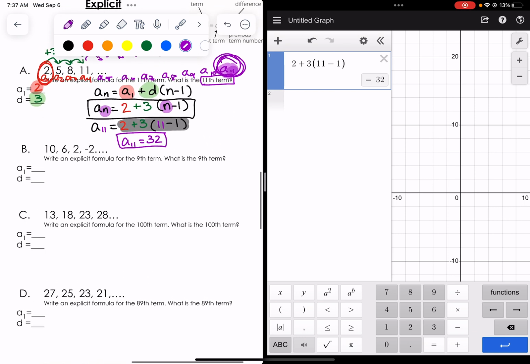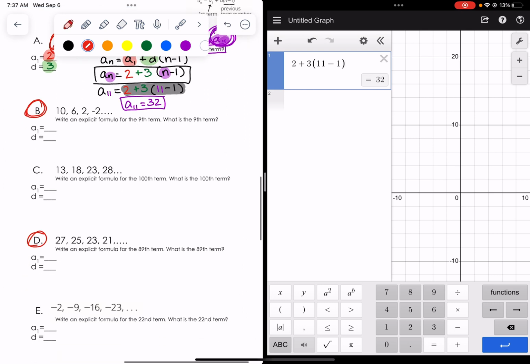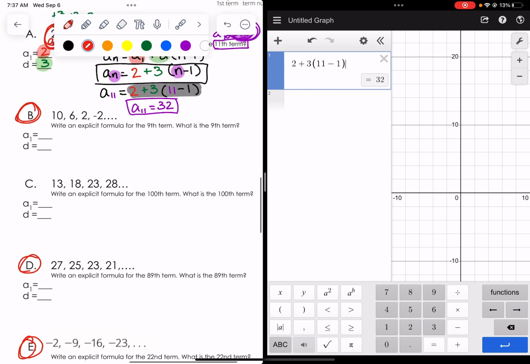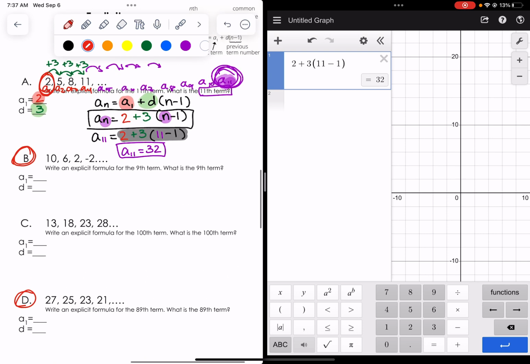We can do one more. Okay, you're going to do B, D, and E, and I'm going to show you C. For C, I'll keep the other example so you can see it. Our pattern is 13 to 18. That is plus 5. So plus 5, plus 5, plus 5. That's our pattern. So our d is 5.